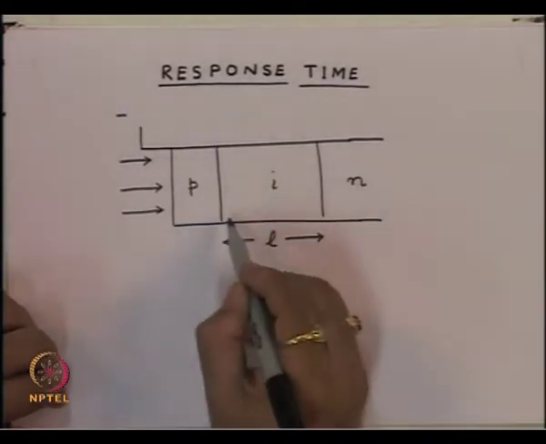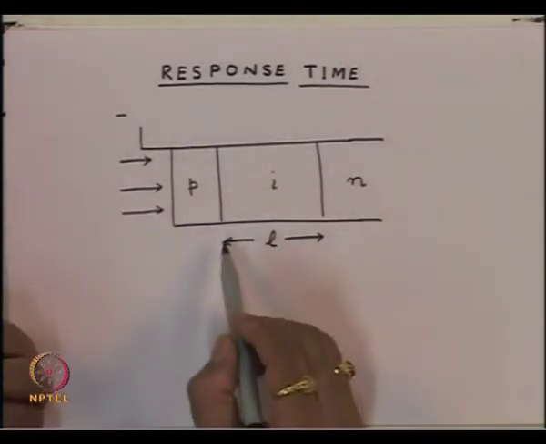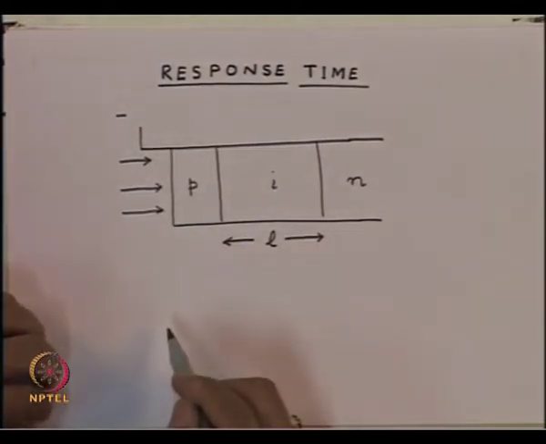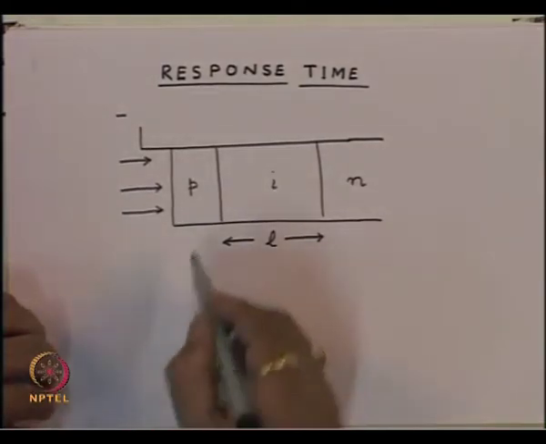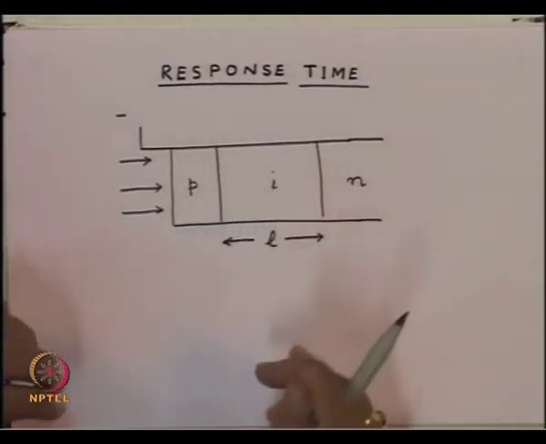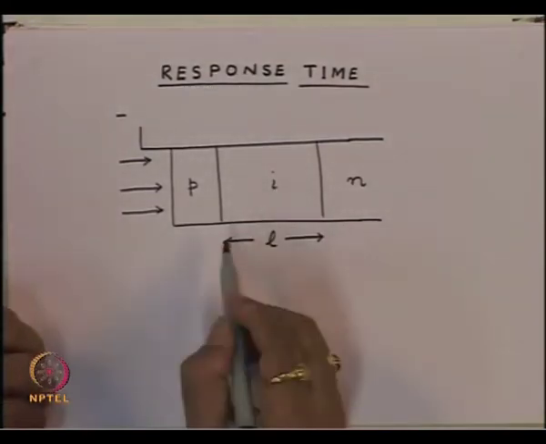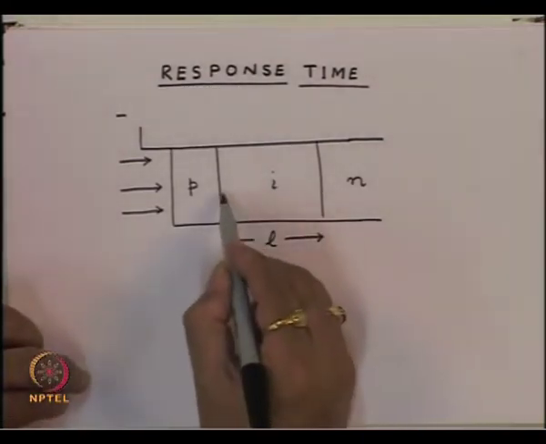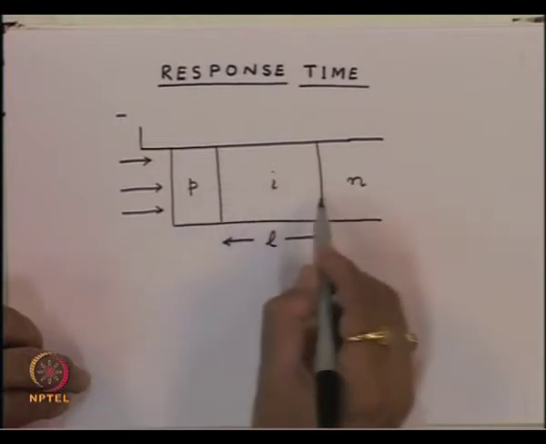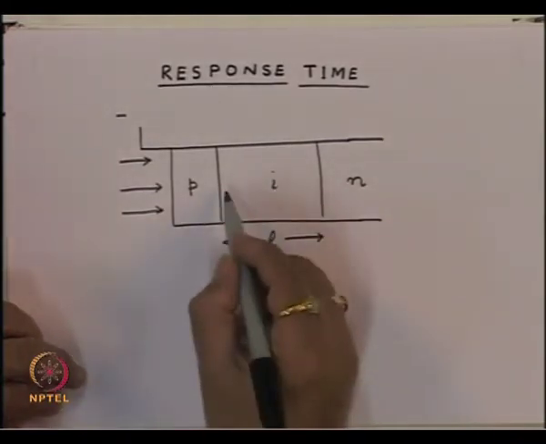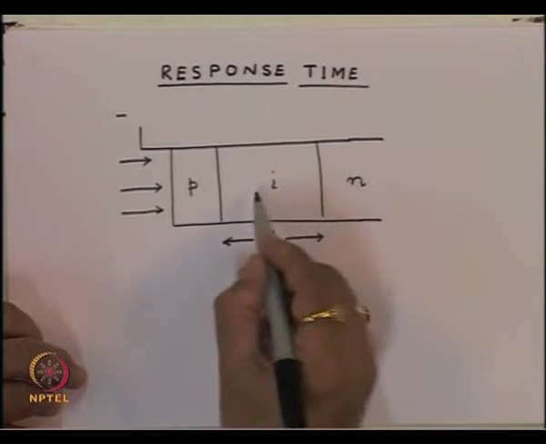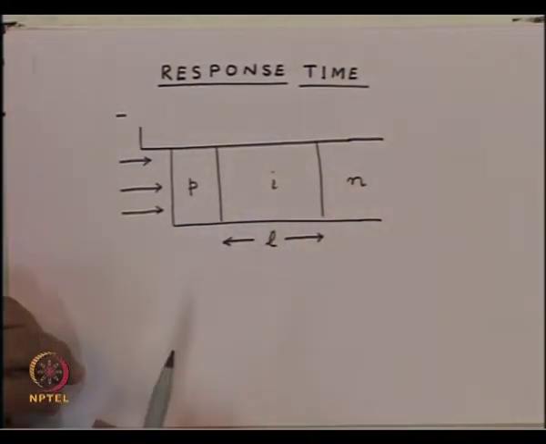Now, one can show that for the typical biasing voltages which we have across this junction, the carriers acquire what is called the saturation velocity very quickly. That means for most of the passage these carriers traverse with almost a constant velocity, what is called the saturation velocity.